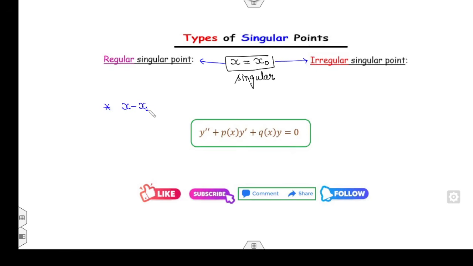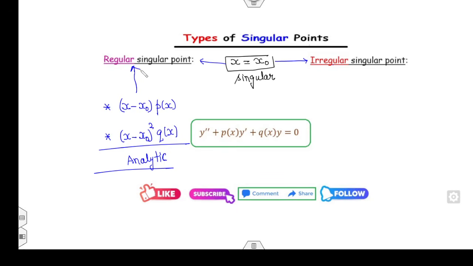x minus x naught, जिस भी point पे बात करेंगे, into p x, and x minus x naught squared into q x. अगर ये दोनों के दोनों आपके analytic आ गए, analytic का मतलब क्या है, इन दोनों की limit finite हो जाएगी, then you can say it's a regular singular point. अगर इन दोनों में से किसी एक की भी limit exist नहीं करी, then we call it an irregular singular point.